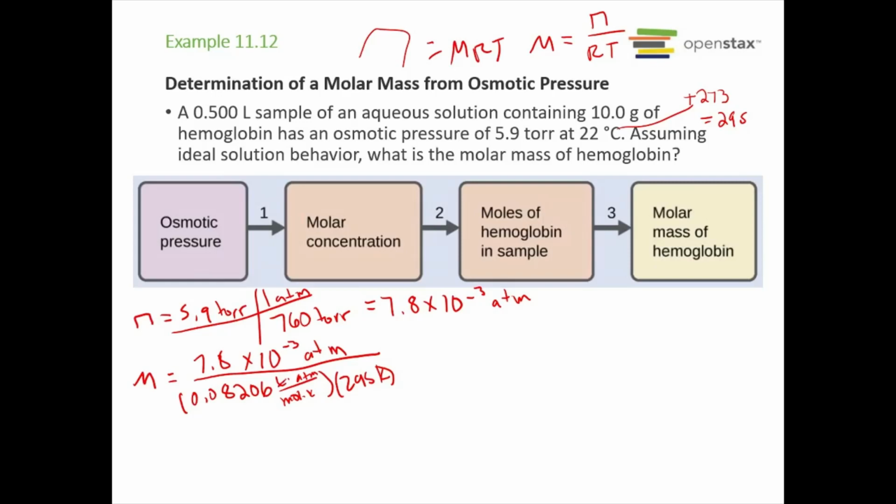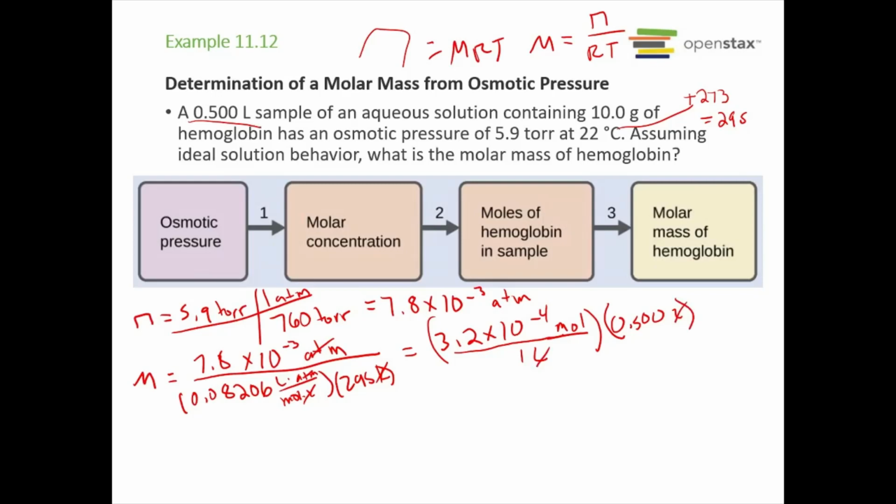So liters, oh, sorry, liters don't cancel, liters stay. Atm cancel, Kelvins cancel, and when you do 1 over liters over moles, that gives us moles per liter. And so then we get 3.2 times 10 to the negative fourth molar, or moles per liter. And so now we can take that to get our moles of hemoglobin. So I'm going to go ahead and change this from big M to moles per 1 liter of solution. And we were told we have a 0.500 liter sample of solution. So 0.500 liters. Liters cancel.